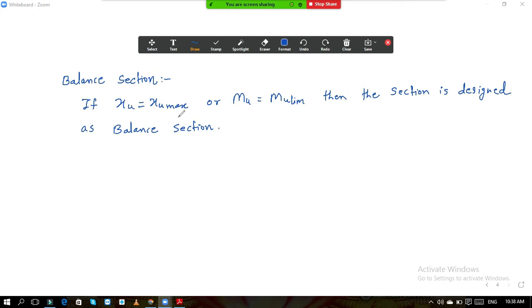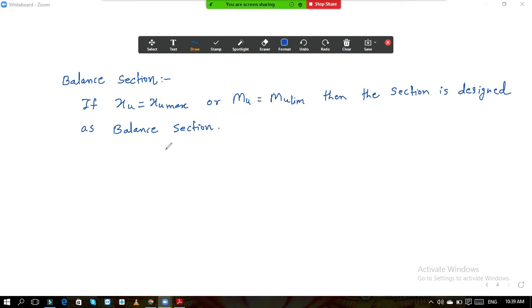So generally we design under reinforced sections. It is very difficult to maintain that bond strength and that strength of the concrete and steel so that it will come into the category of balanced section. Okay, so now xu is equal to xu max and Mu is equal to Mu limiting.